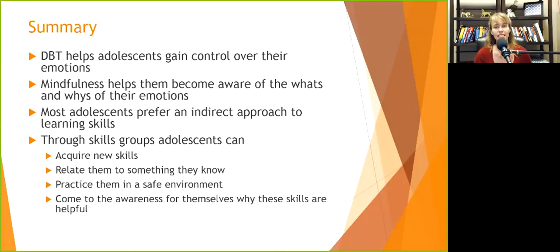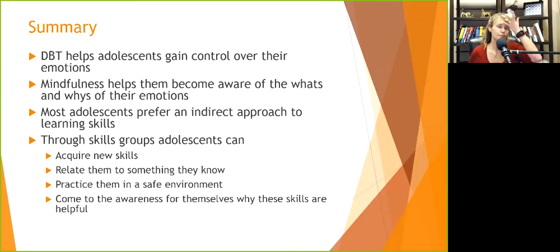Most adolescents prefer an indirect approach to learning skills, like I talked about a lot in this presentation. Trying not to focus on what's salient for you right now, what is just turning your world upside down. In a group setting, that's just not generally feeling safe for a lot of adolescents. In DBT skills groups, we're really focusing on more general stuff, saving the personalized stuff for individual. Through skills groups, adolescents can acquire new skills, relate them to something they know, practice them in a safe environment through scenarios and all that kind of stuff, and come to the awareness for themselves why these skills are helpful.